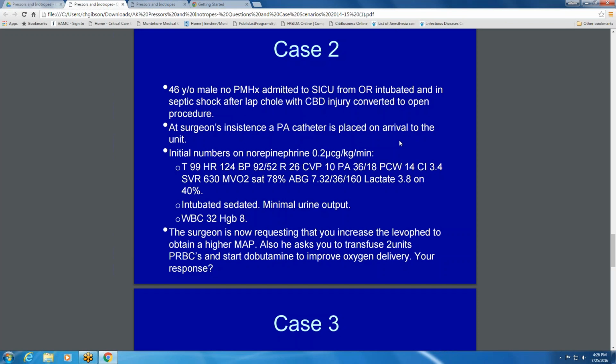But you're right. This is showing you a relatively fluid resuscitated, most likely, distributive shock state with some indication of hypoperfusion, given the minimal urine output and the lactate. The question is, is there a defect in oxygen delivery that you can fix? Do you guys think there is a defect in oxygen delivery that you can fix here?